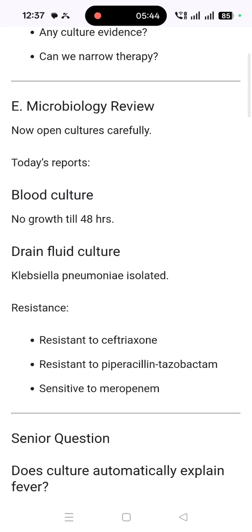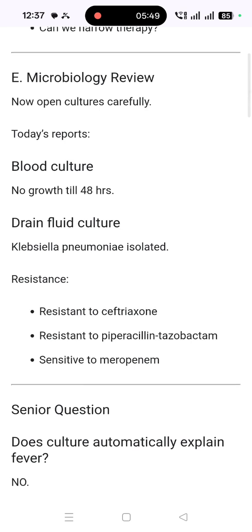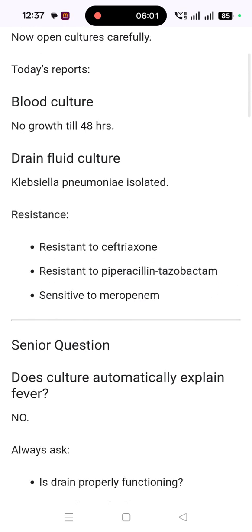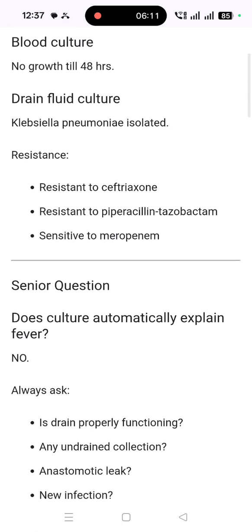Microbiology review. Now open the cultures carefully. Today's reports: blood culture, no growth till 48 hours. So if you see the blood culture report of this patient, you find no growth. Then drain culture: Klebsiella pneumoniae was isolated in the drain fluid culture. It is resistant to ceftriaxone, resistant to piperacillin-tazobactam, and sensitive to meropenem.